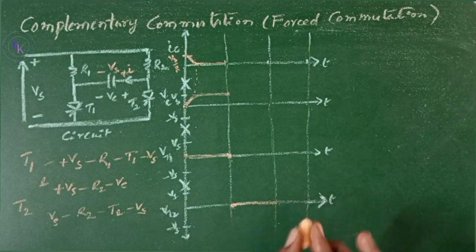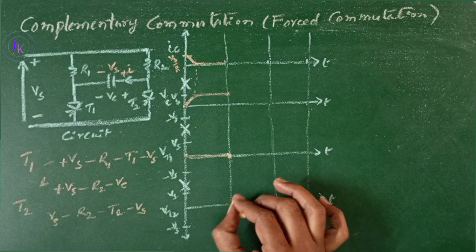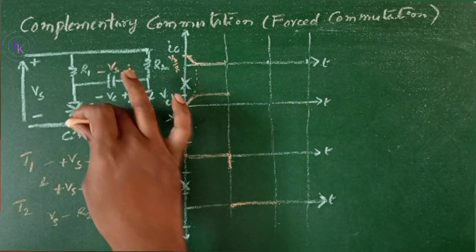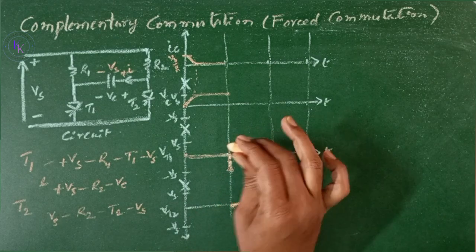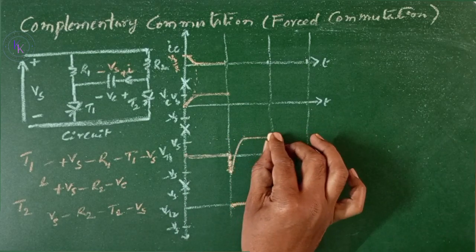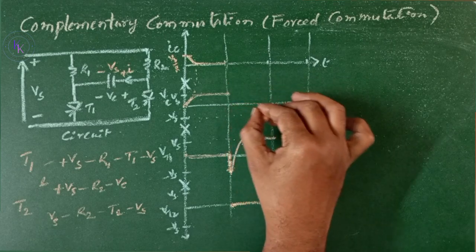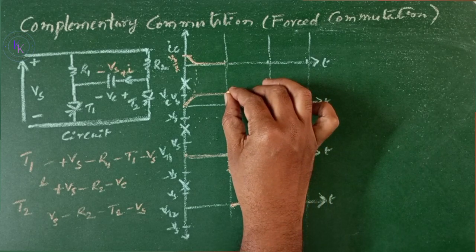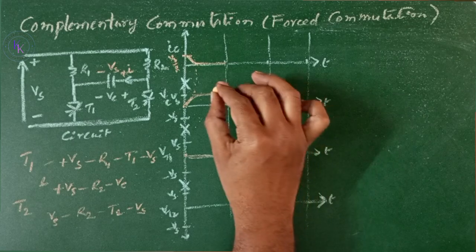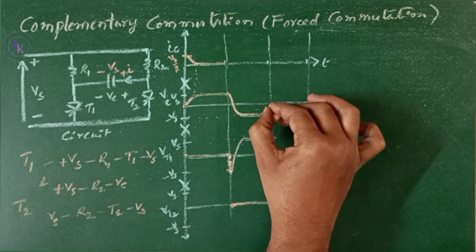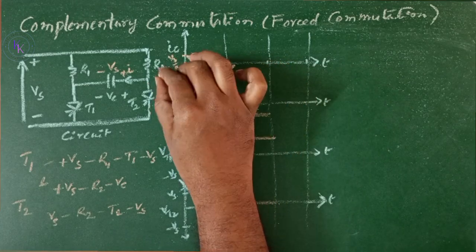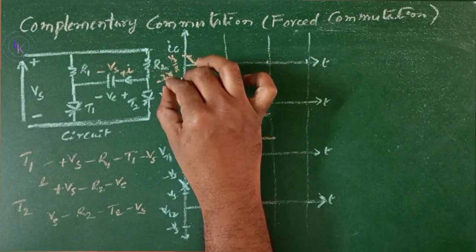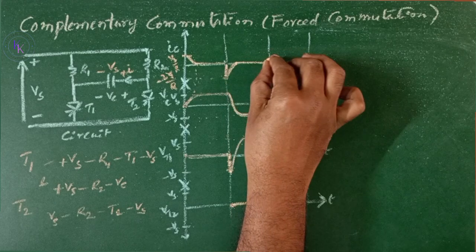This is the voltage across T2. As soon as T2 is turned on, reverse voltage is going to appear across T1 and then it increases to Vs. Then the capacitor voltage is going to reverse when T2 is on. So this is plus Vs and this is minus Vs. Reverse current is going to flow. This value is minus 2 Vs by R, and comes to 0.